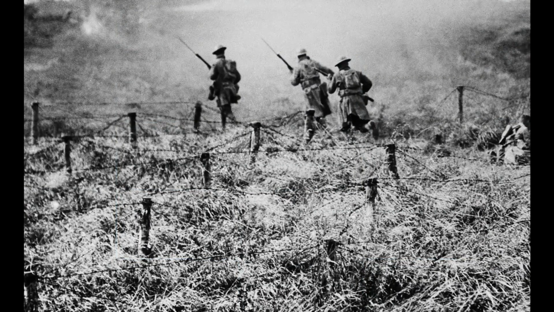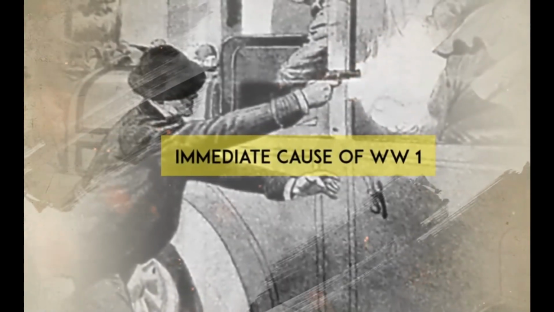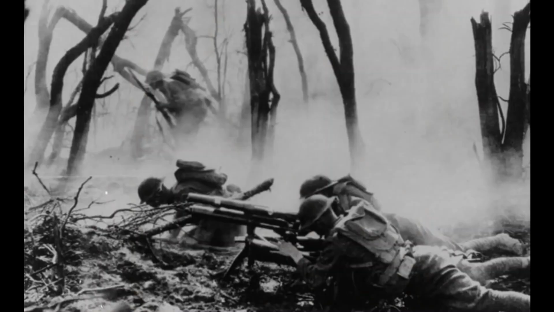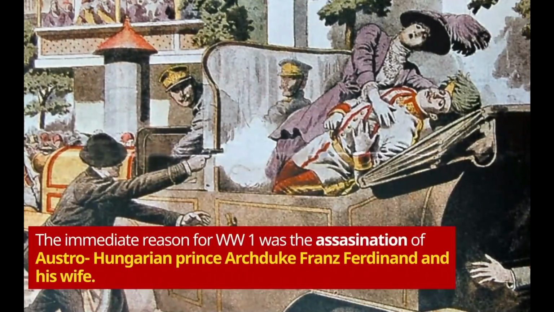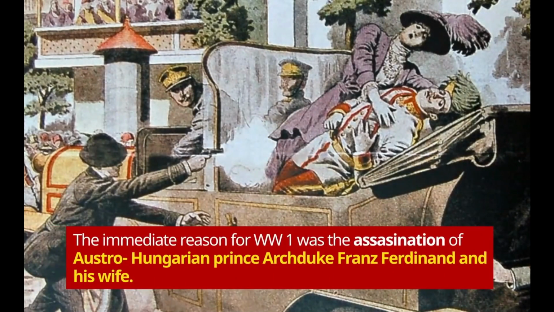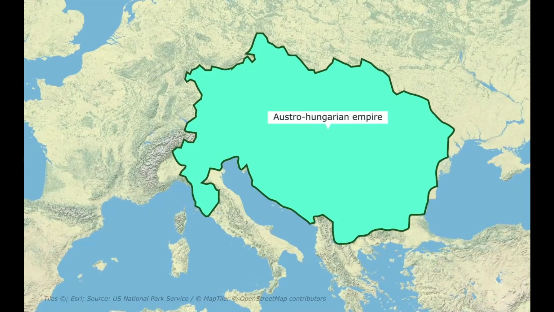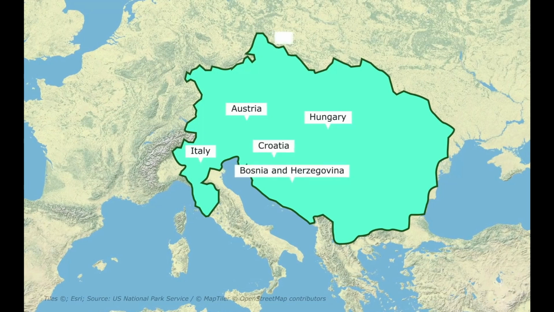But what was the immediate cause of the war? That is, how did the war start? Let's know the immediate cause of World War I, friends. The immediate cause of World War I was the assassination of the Austro-Hungarian Empire's Archduke Franz Ferdinand and his wife. The Austro-Hungarian Empire was the second largest country after Russia in Europe. Its member states were Austria, Hungary, Italy, Bosnia, Croatia, Poland, etc.